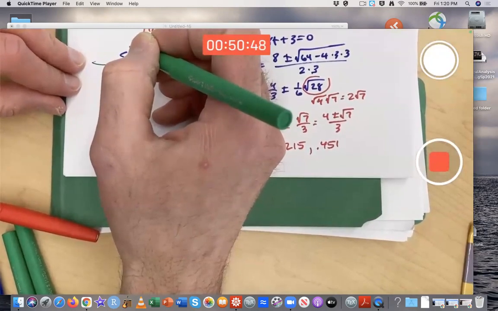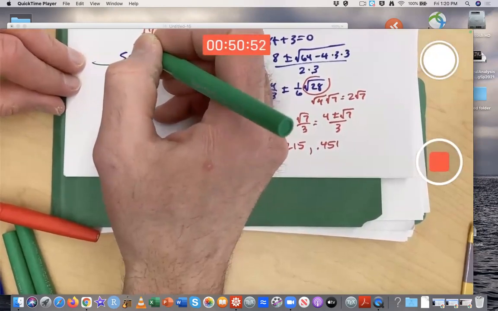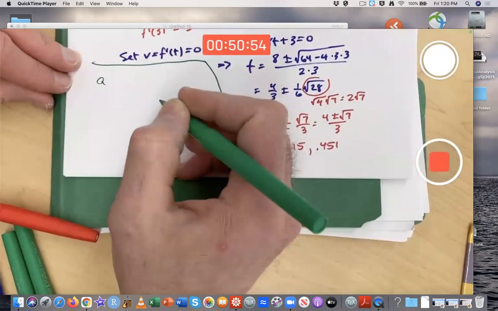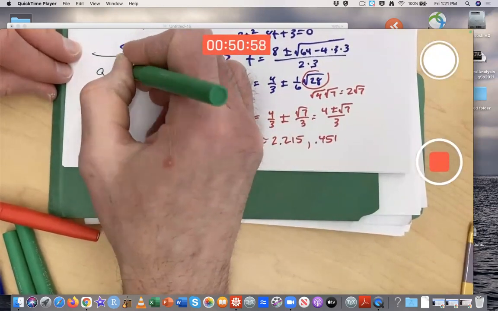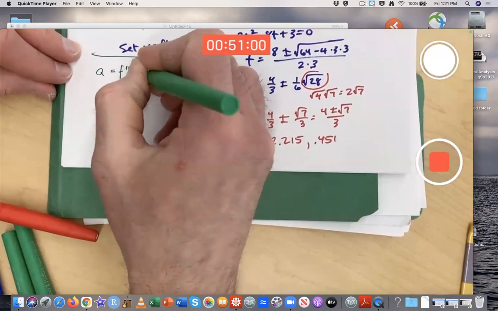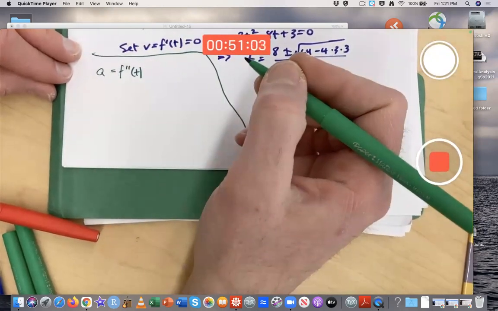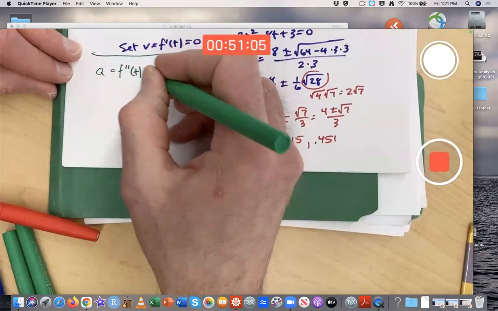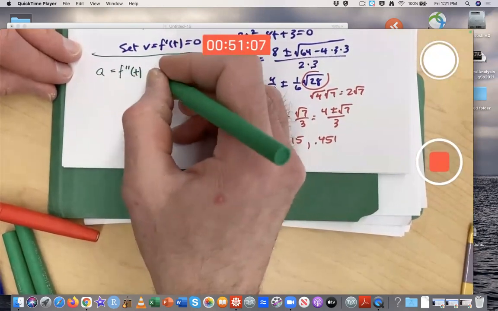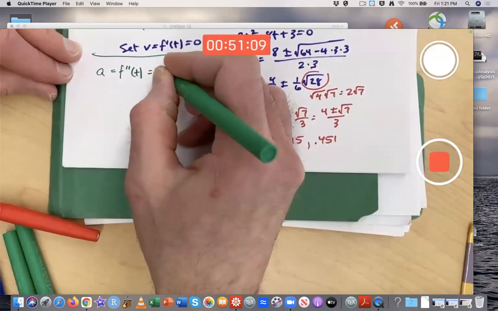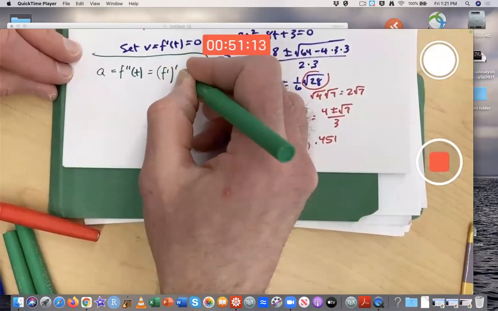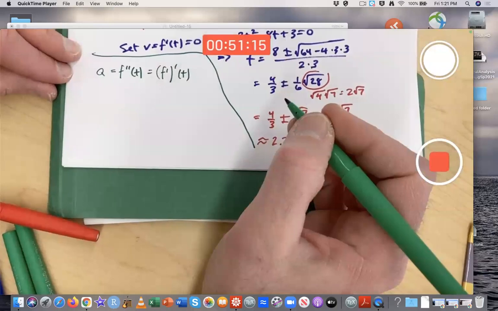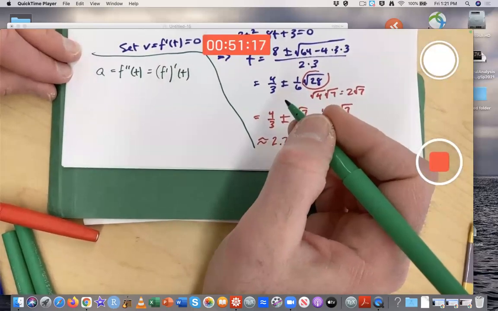And the second derivative is called the acceleration. The acceleration A, when f of t represents position, is the second derivative of the position, which we write as f double prime of t. You could also think of this as the derivative of the derivative. You could write f prime prime of t. That's really a definition of what the second derivative is.